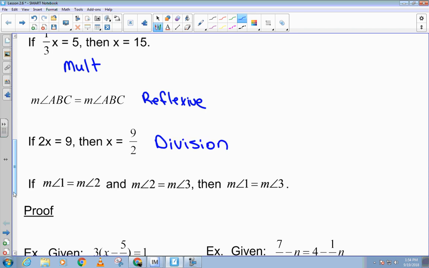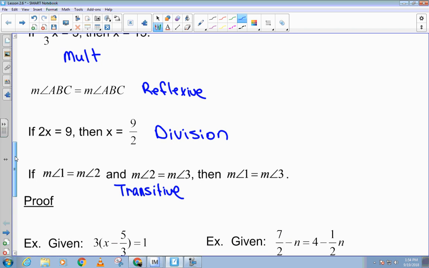Alright, here's another one. If the measure of angle 1 equals the measure of angle 2, and the measure of angle 2 equals the measure of angle 3, and the measure of angle 1 equals the measure of angle 3. I would take substitution. It's really truly though what? That's transitive. That's not transitive. I would take substitution, because that's the form. I'm going to call it transitive.